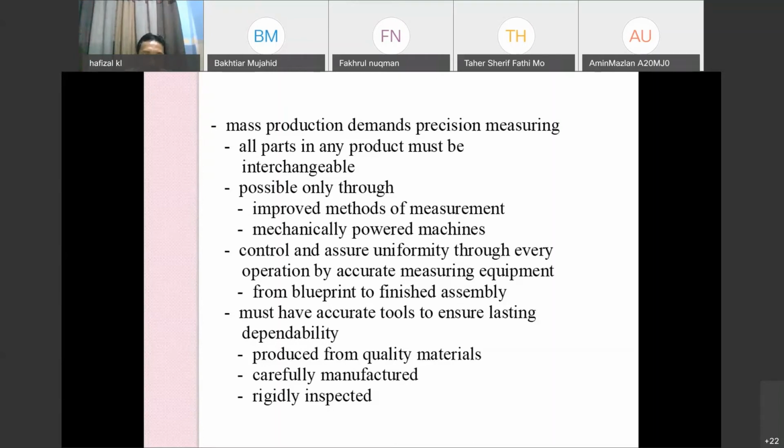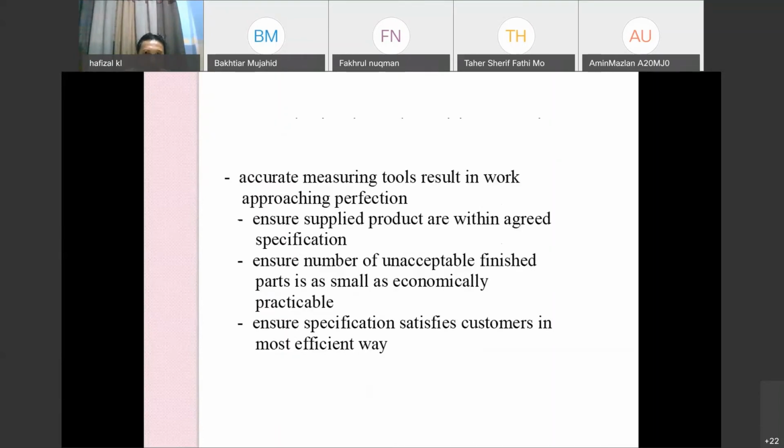Okay, so an accurate measuring tool results in work approaching perfection. If we make an accurate measurement, finally we will get the perfect output. It ensures a supplied product within agreed specification. This one basically discusses more on the quality control of manufacturing.